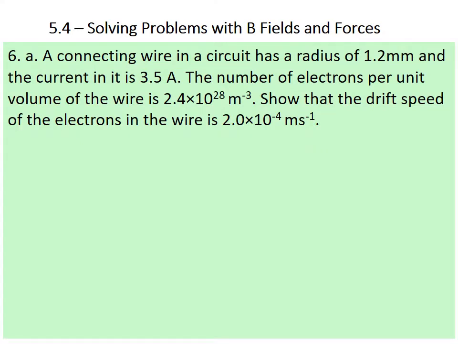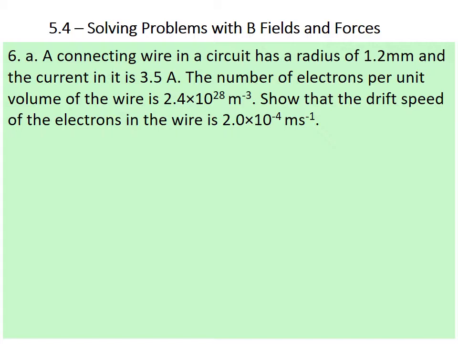Question 6a. A connecting wire in a circuit has a radius of 1.2 millimeters and the current in it is 3.5 amps. The number of electrons per unit volume of the wire is 2.4 E28 per cubic meter. Show that the drift speed of the electrons in the wire is 2.0 E-4 meters per second.